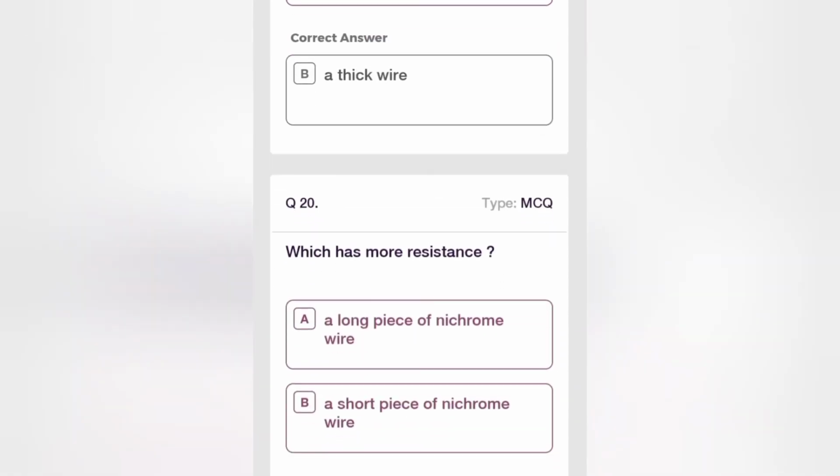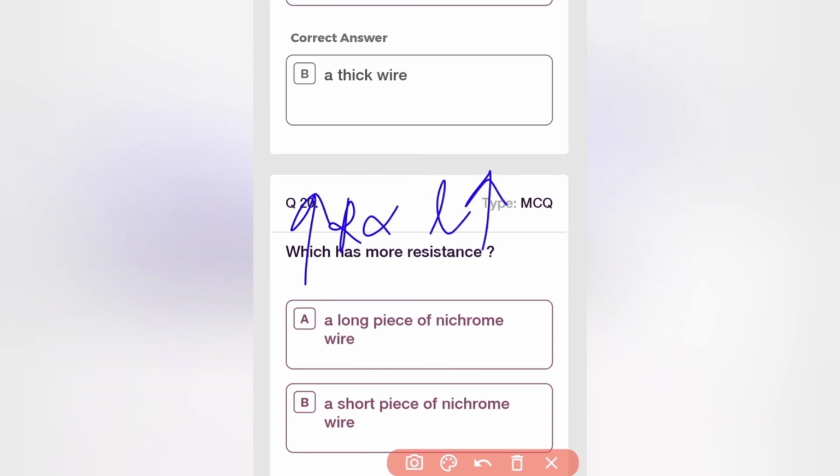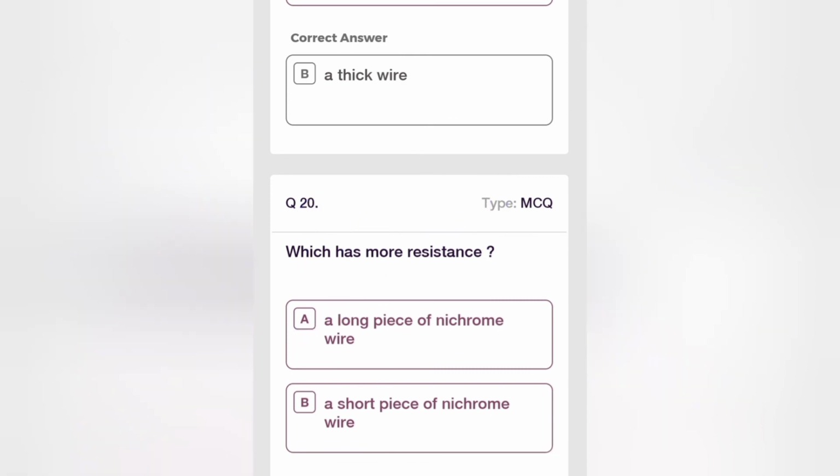Which has more resistance? So we know that resistance is directly proportional to length. When the length is increasing, resistance will also increase. So more resistance is the long piece of nichrome wire will be the correct answer.